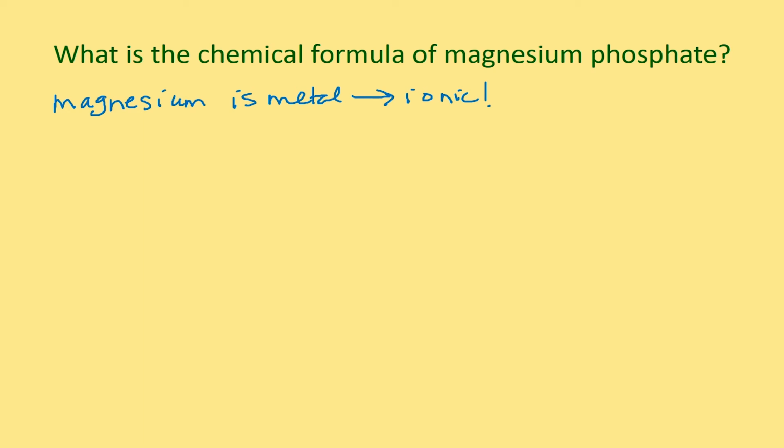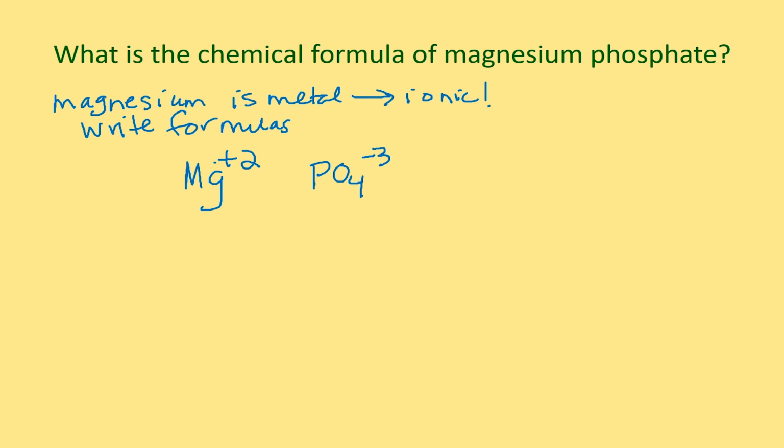We know we need to write the formulas and the charges for each of the ions. So we know we have magnesium. That's a plus 2 ion because it's in group 2. We need to write phosphate. The ate ending clues me into the fact that it is a polyatomic. Phosphate is PO4 and it has a negative 3 charge. And now we're going to guess subscripts.